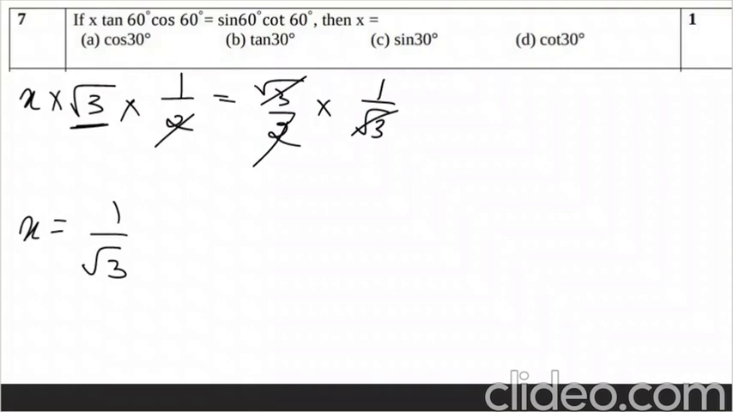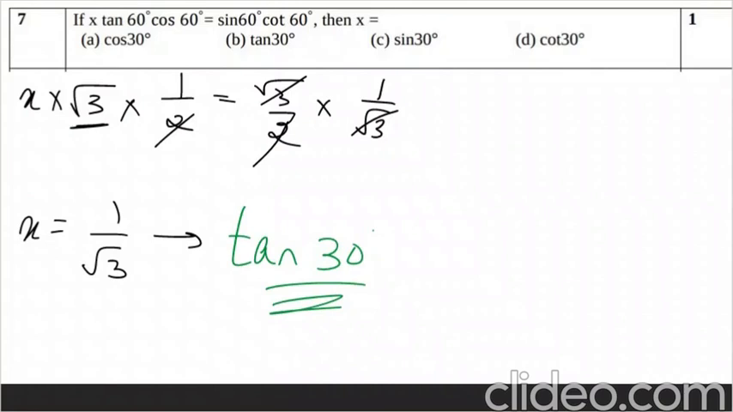The root will go over there, root 3. No, that's not in the option. But what is 1/√3? 1/√3 is nothing but tan 30 degrees, correct? Tan 30 degrees is 1/√3. So where is tan 30? Yes. So B is our right answer. Super easy question, isn't it?